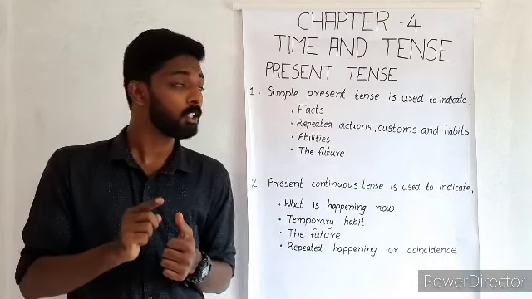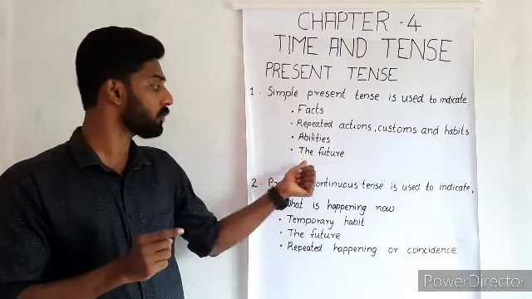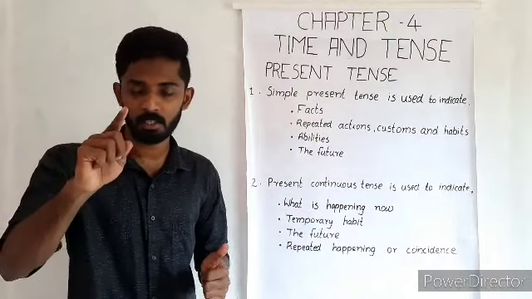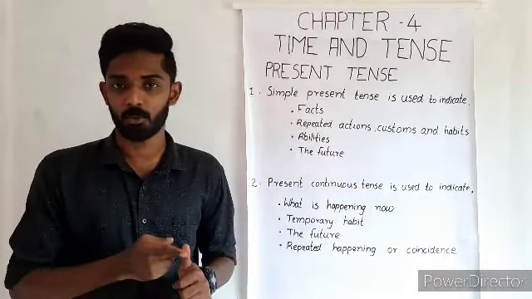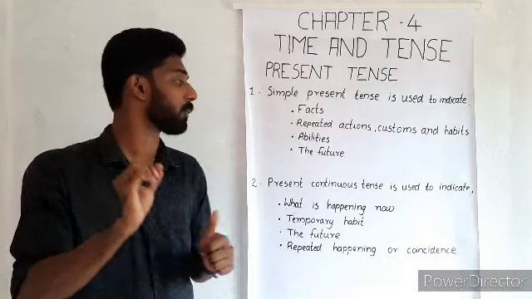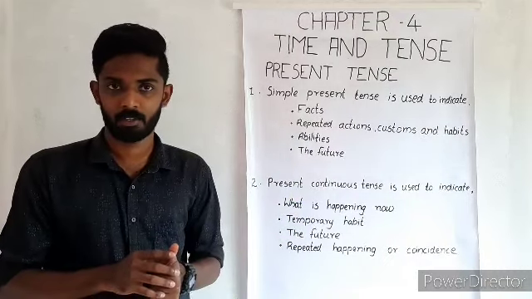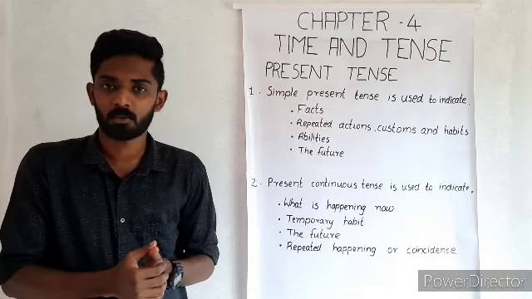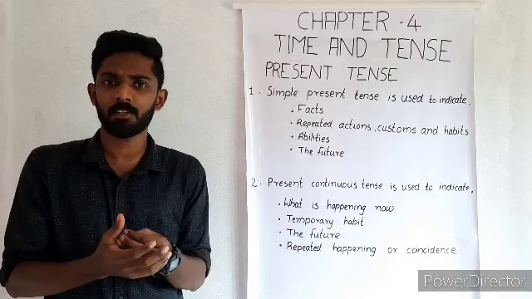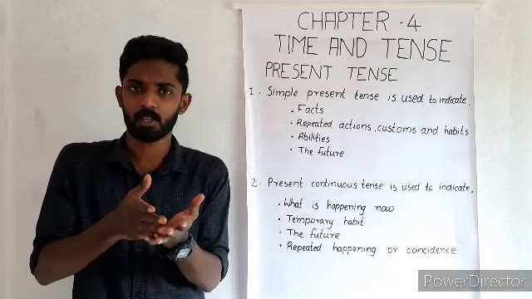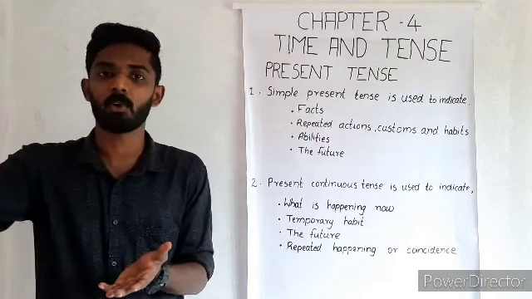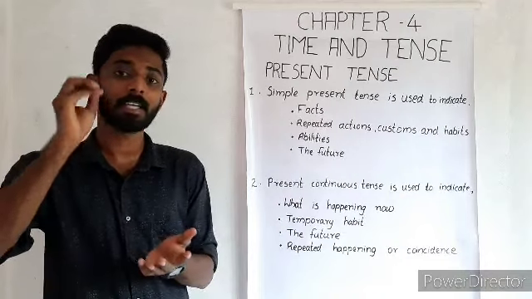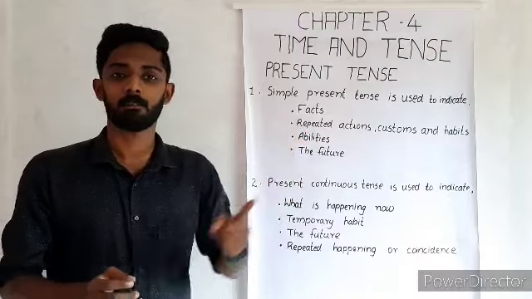So don't forget that we don't always use simple present tense to say a future action, but only with the help of conditional clauses do we use simple present tense to speak about a future action. For example, when the rain stops, we shall go out. What does it indicate? It is a conditional clause. If the rain stops, we shall go out. It's a future action which will be happening, but it is said with the help of simple present tense.